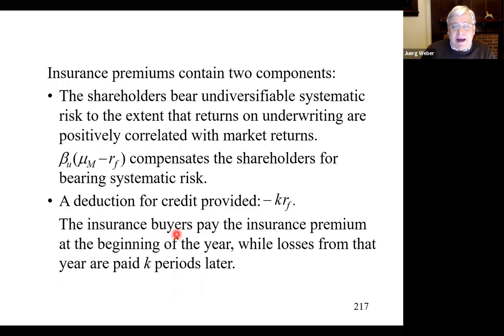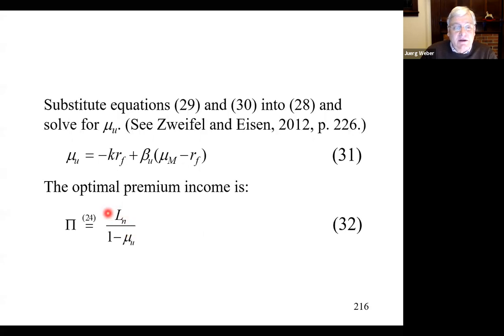Remember, the insurance buyers pay the insurance premium at the beginning of the year, but the losses occur during the year, and insurance payments will be even later. So basically, the insurance buyers give a credit to the insurance company, and that's a benefit that the shareholders of the insurance company have. And this we have to subtract here, the value of this credit.